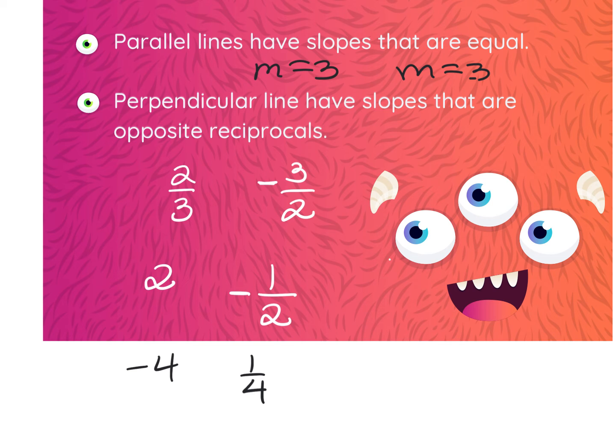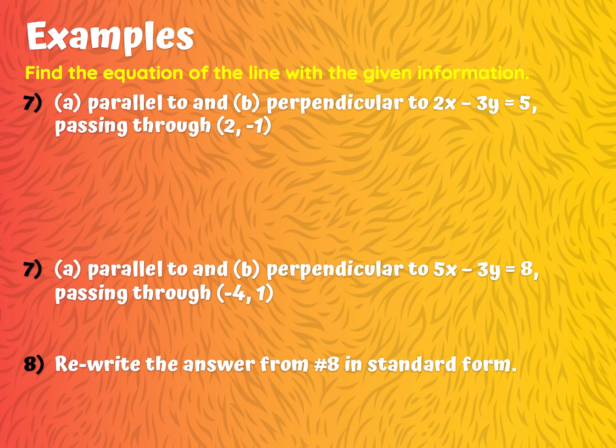So let's try some examples of this. In order to figure out how to write an equation that's parallel to this one and perpendicular, I need to find the slope of this line. Now, you can find the slope several different ways. You can either put it into y equals mx plus b, and then the number in front of x is your slope. You could find the intercepts and then do the slope formula.